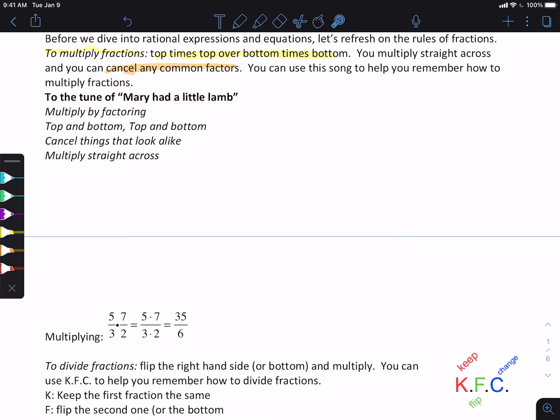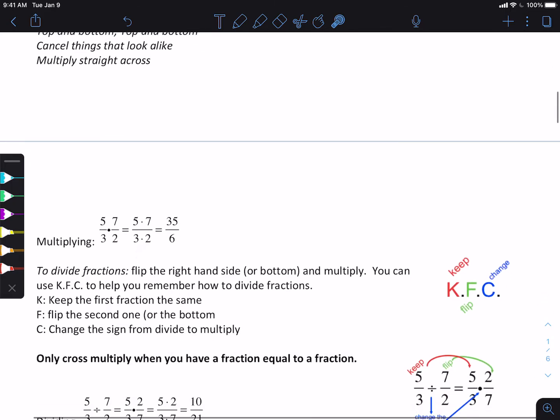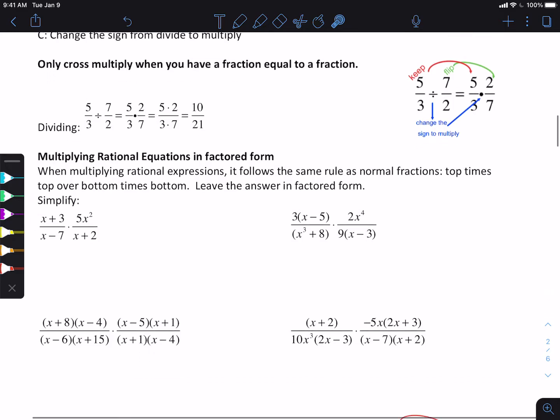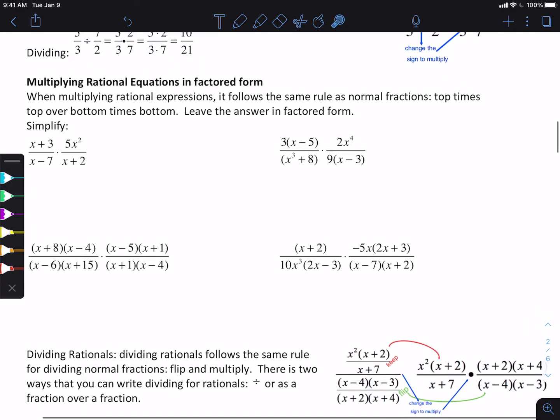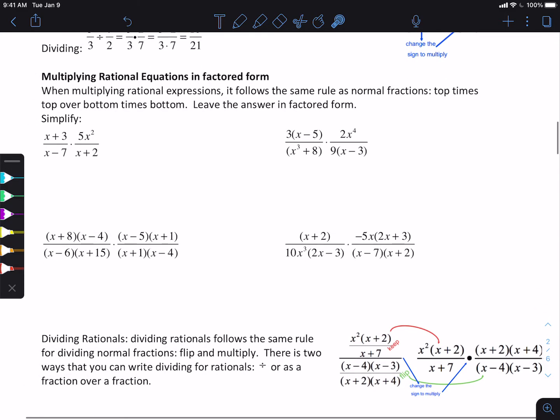So you factor everything on top and bottom, there's nothing to factor here. Cancel common factors, there's nothing to cancel. Multiply straight across, so 5 times 7 and 3 times 2 gives you 35/6. Okay? So we're going to pause on that part and look at some examples of multiplying, and then we'll go back and look at dividing.